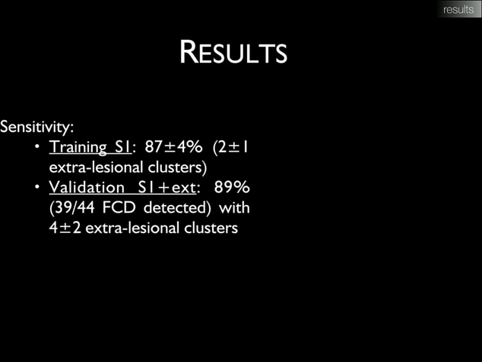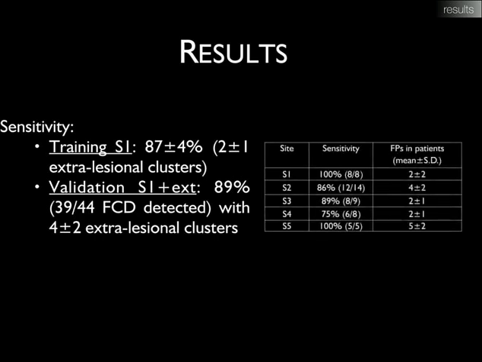For results, at the training side, so that was basically 20 repetitions of 5-fold cross-validation. We had 87% plus minus 4% sensitivity. Basically, on average, we detect 35 out of 40 lesions, and there's 2 plus minus 1 extra lesion clusters. For the validation data set, we had similar performance. We detect 89%, that's 39 out of 44 lesions, and with 4 plus minus 2 extra lesion clusters. And across different sites, it's pretty consistent. There's not one site that drives the average results.